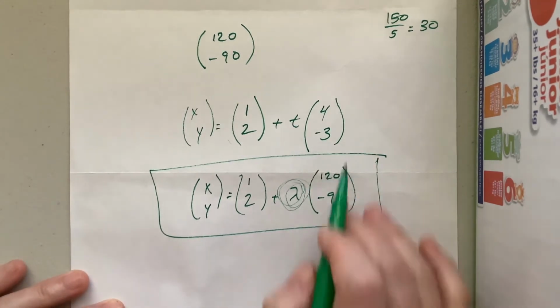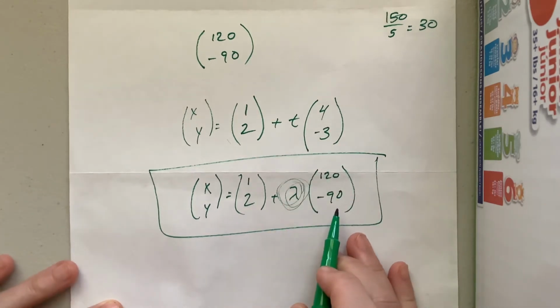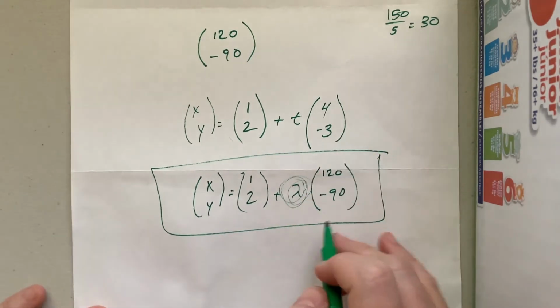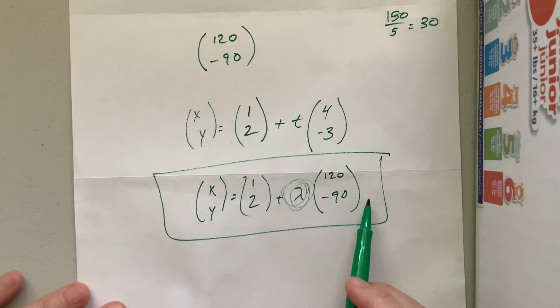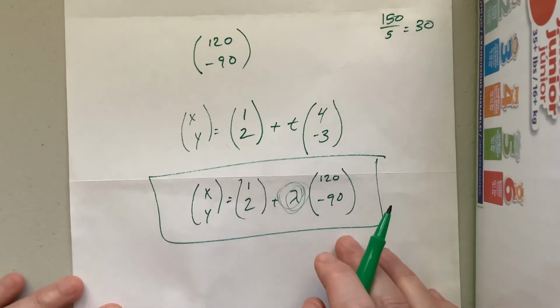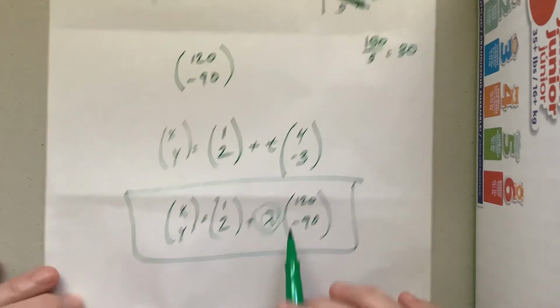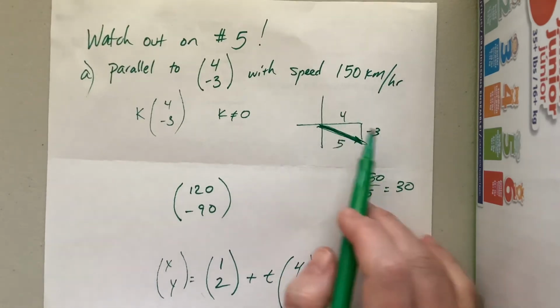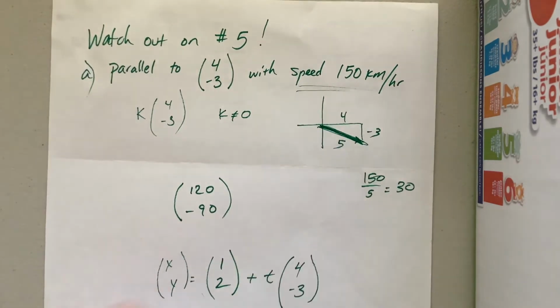So while these are two equations of the same line, this one right here is more helpful in this particular problem because you could solve for lambda to figure out where they are at a particular time, because it takes its speed into consideration.